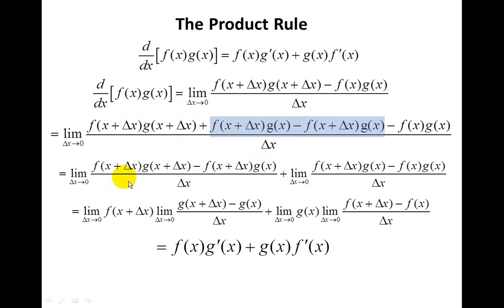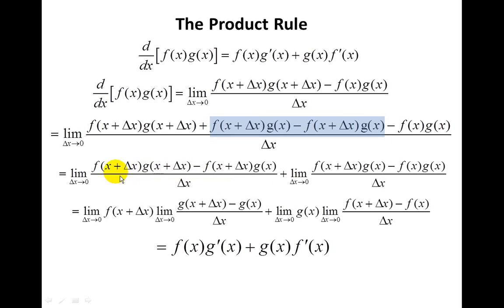Then I take the rest of the difference quotient, this part, the f of x plus delta x g of x, and I put it with the f of x g of x, and I have another limit here. So what I've done is I've taken the limit of this sum and I'm looking at it as the sum of two limits, which is valid. So I've done nothing here that's not valid.